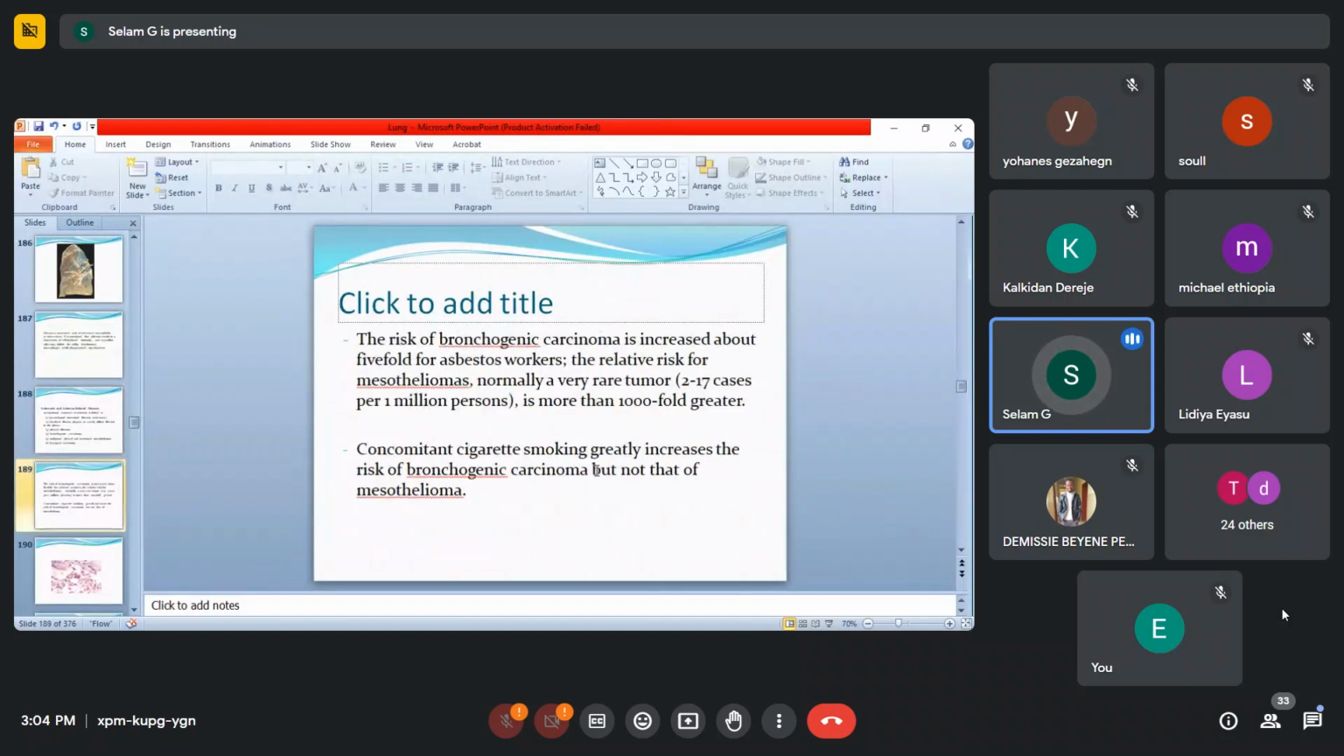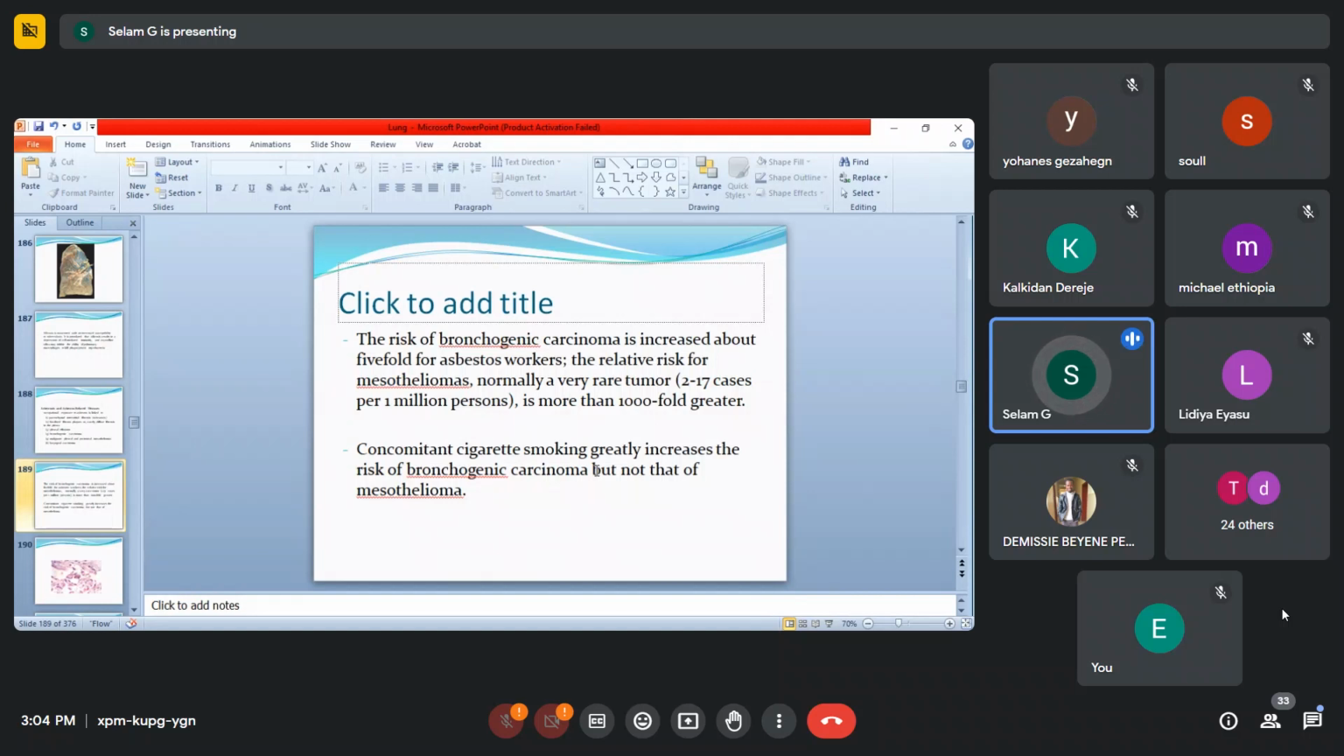So the risk of bronchogenic carcinoma is increased about five-fold for asbestos workers, and the relative risk for mesotheliomas, which are normally very rare tumors, is currently more than 1,000-fold greater. So it is highly carcinogenic. Both bronchogenic carcinomas and mesotheliomas occur.